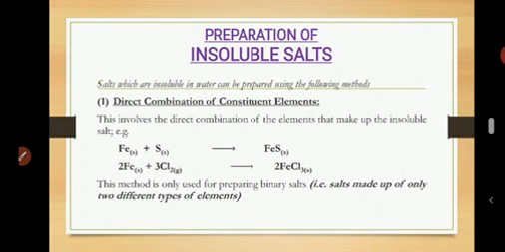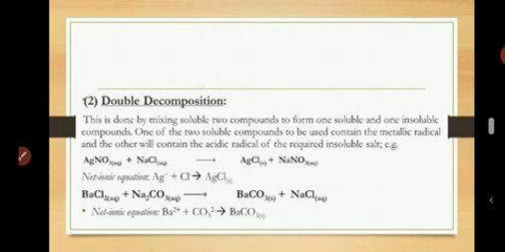The most common and the most important method that you cannot do without in your life as a chemistry student is double decomposition. Another word for it is precipitation. This is the most common method for preparing insoluble salts, whether the salt is a binary salt, a trinary salt, or one that has four elements. Once the salt is insoluble, you can precipitate it in a chemical reaction.